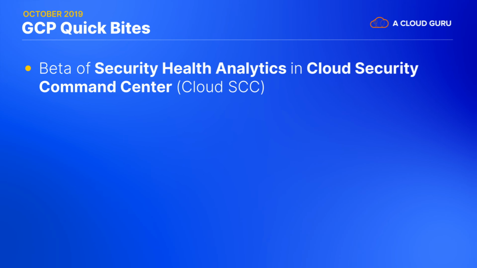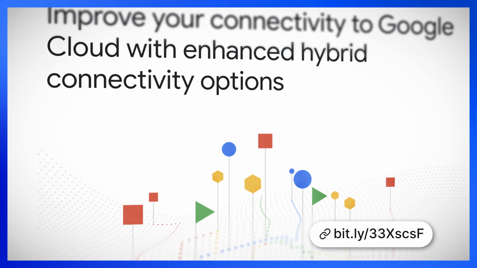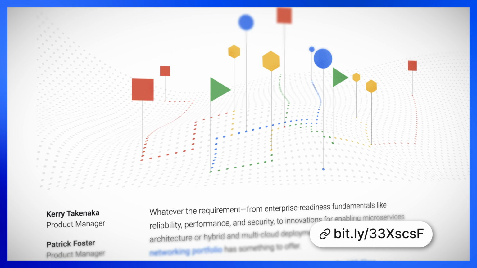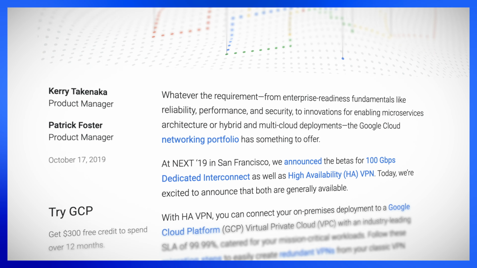Google has just released to GA some huge networking improvements that came into beta at Google Cloud Next 19 in San Francisco. 100 gigabit per second dedicated interconnect and high availability VPN. This offers 10 times the previous capacity for interconnects, and the HA VPN's 99.99% SLA is industry leading.